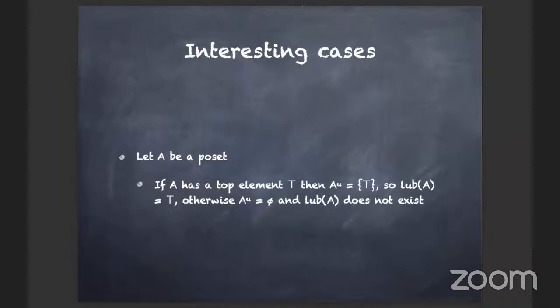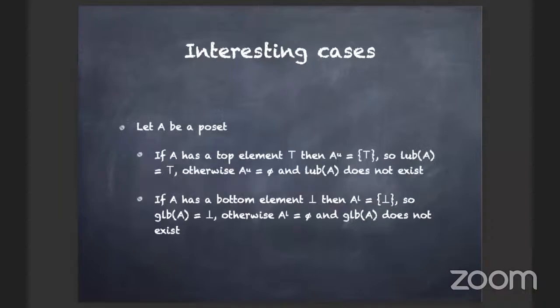Suppose A has a top element. Then of course the upper bound of A contains the set top only, so LUB of A is top. Otherwise, if A doesn't have a top element, then the upper bound set of A is empty and so LUB does not exist. Similarly, dually, if A has a bottom element, then the lower bound of A is that bottom only, so the greatest lower bound of A is bottom. Otherwise, the lower bound set of A is empty and the greatest lower bound does not exist.